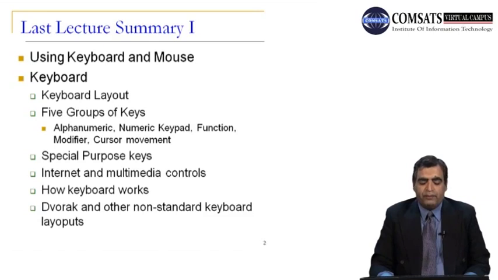A standard keyboard has about 100 to 105 keys. Then there are different layouts. The standard keyboard has about 100 keys, and it is normally called the IBM compatible keyboard. Now there are 5 groups of keys that we discussed in our last lecture. The first group was the alphanumeric keys. They are used for producing numbers and letters.